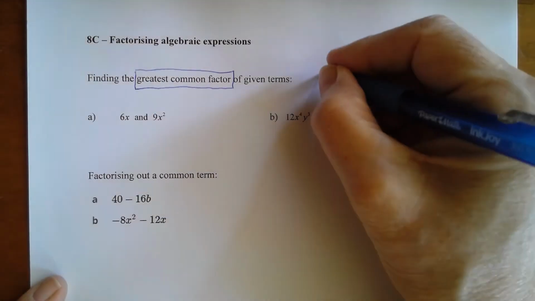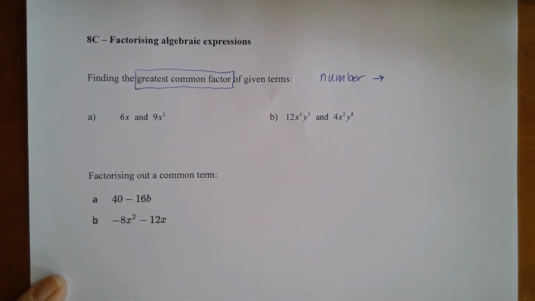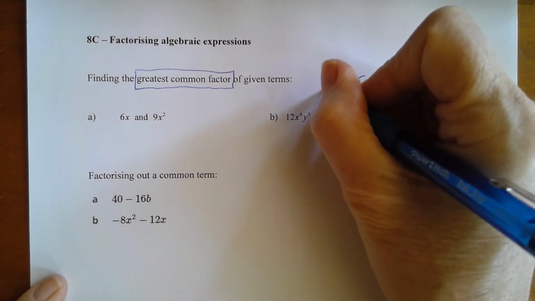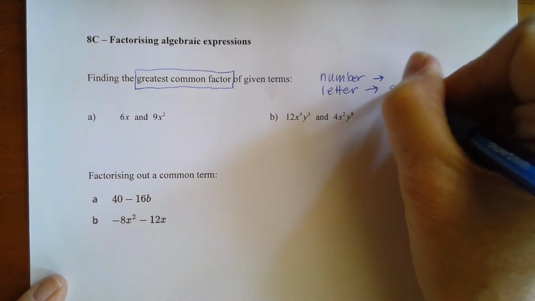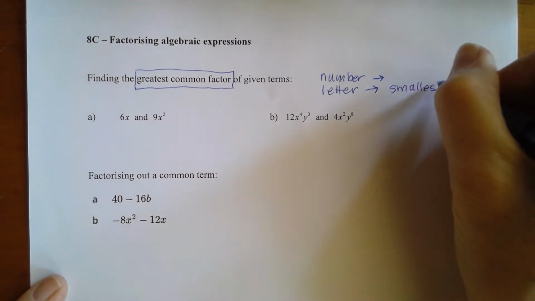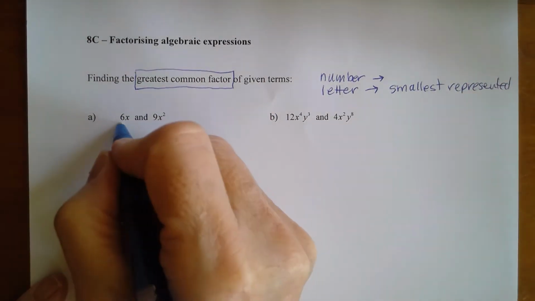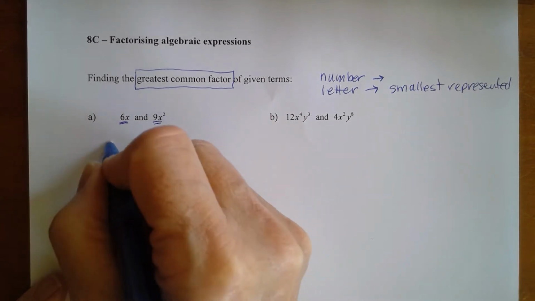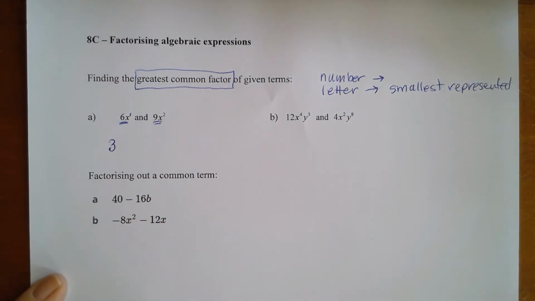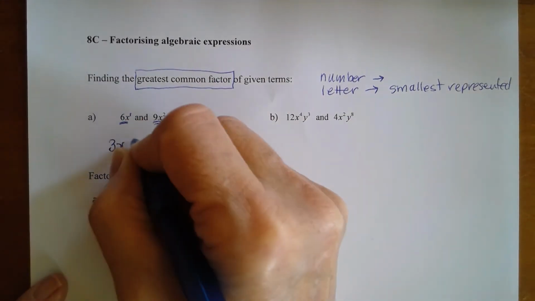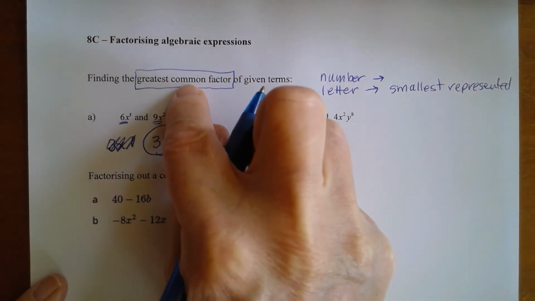Okay, so I'm going to look at the number that goes into the numbers I'm given. And I also have to look at the letter, or the pronumeral, and I need to take the smallest represented. Okay, so let's do that. So I say, okay, what number goes both into 6 and 9? Well, that's 3. And then I say, this is x to the first power, and this is x squared. So I take the least of that. So I take x. Oh, I don't need to put brackets yet. 3x is the answer to this, because I'm just looking for the GCF.